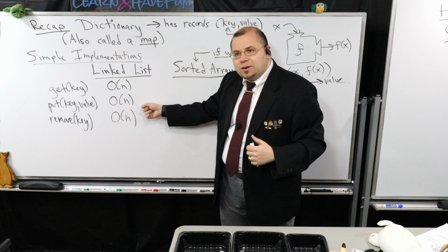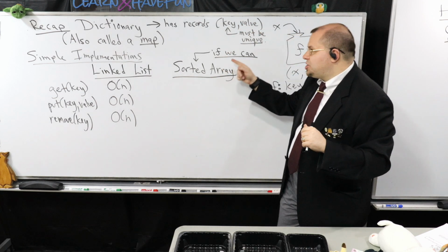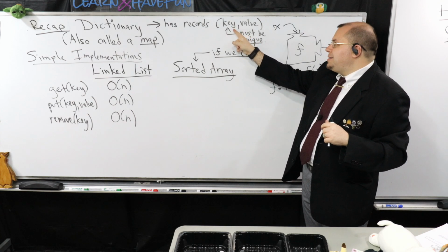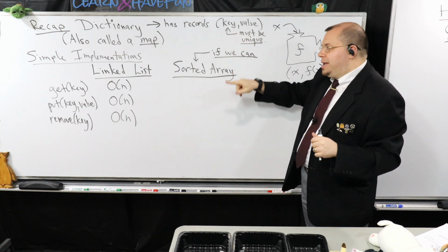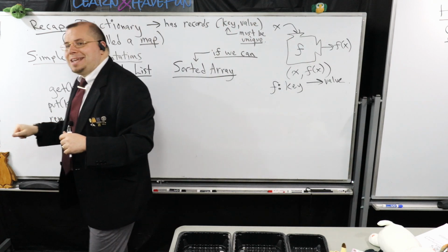For an insertion, remember, there's an additional constraint on dictionaries. We require that these keys are unique, so you cannot put in a record that has a duplicate key.